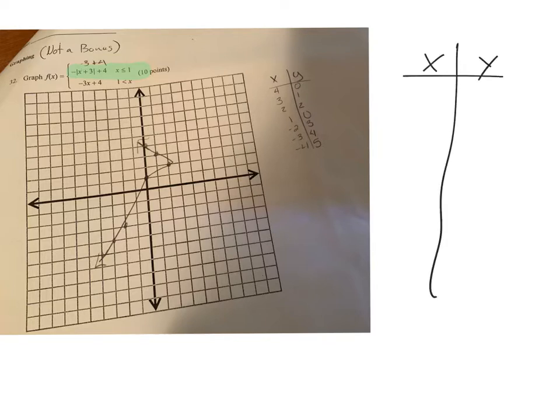Here's my x, here's my y. I want x values less than 1, so let's put a 1 there, and let's do some numbers less than 1, like a 0, like a negative 1, like a negative 2, negative 3, negative 4. I'm going to go all the way to negative 5.